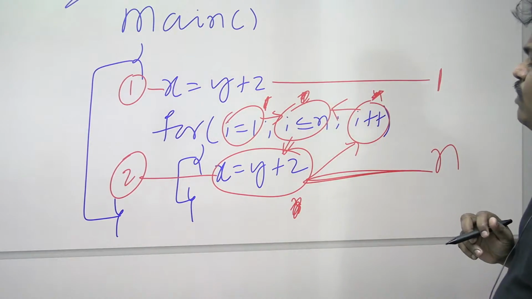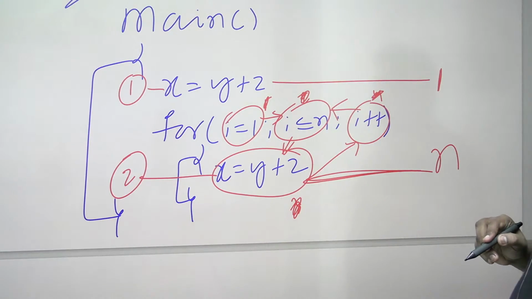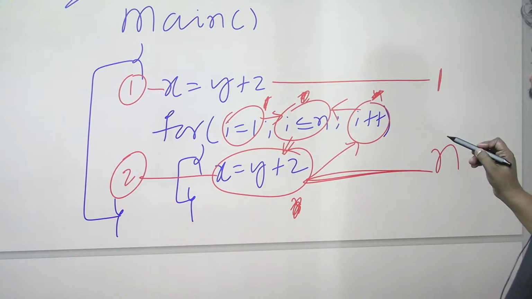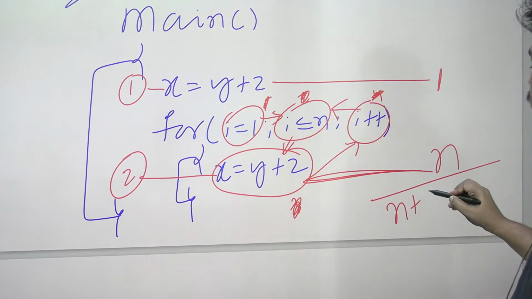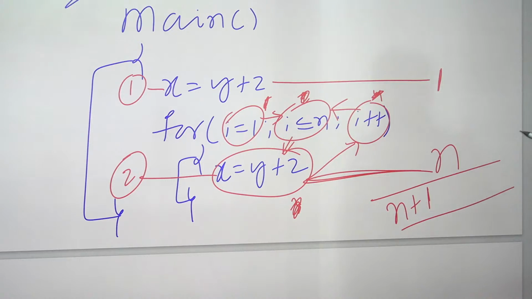See, statement 1 will execute one time while running. Statement 2 will execute n times while running. Now the total sum is n plus 1. Which is bigger, n or 1? n is bigger. So theta of n. Whichever is bigger, take that. If n is bigger, theta of n.